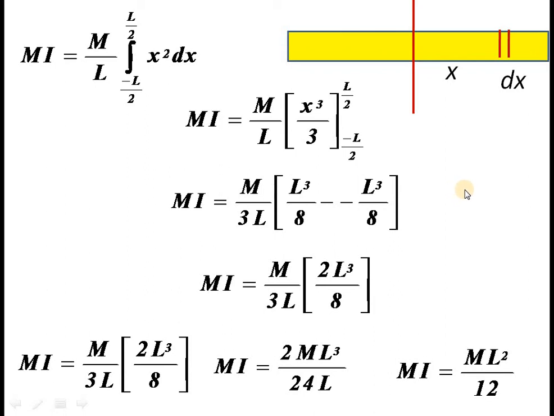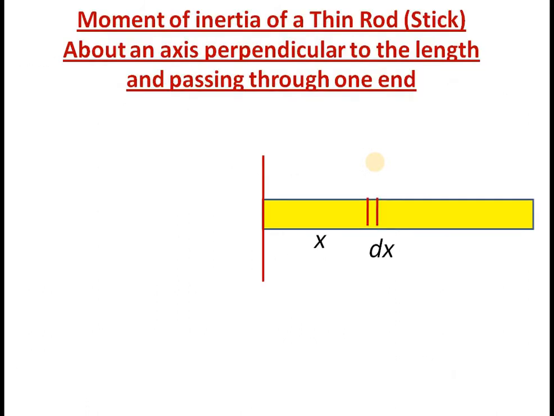So in this video class we studied three different types of objects: hoops, then disc, then a rod. Hope the ideas are clear. Try to watch the video once again carefully to understand it. And suppose the axis is passing through one end, not through the middle, then what happens here? There will be a change in the integral.